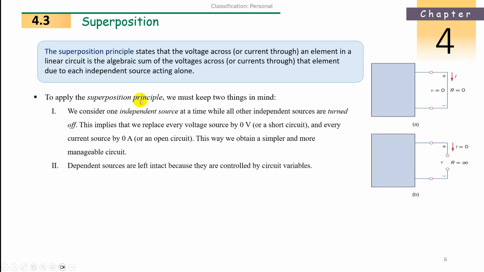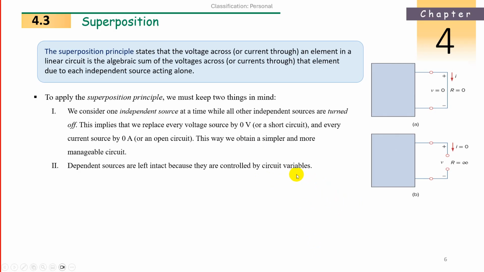Okay, second point. Two points. First point is over. Second point, dependent sources. Now we know that in the universe we don't have only voltage sources and only current sources. We have another type of source. What is that? Dependent sources. How many dependent sources do we have?